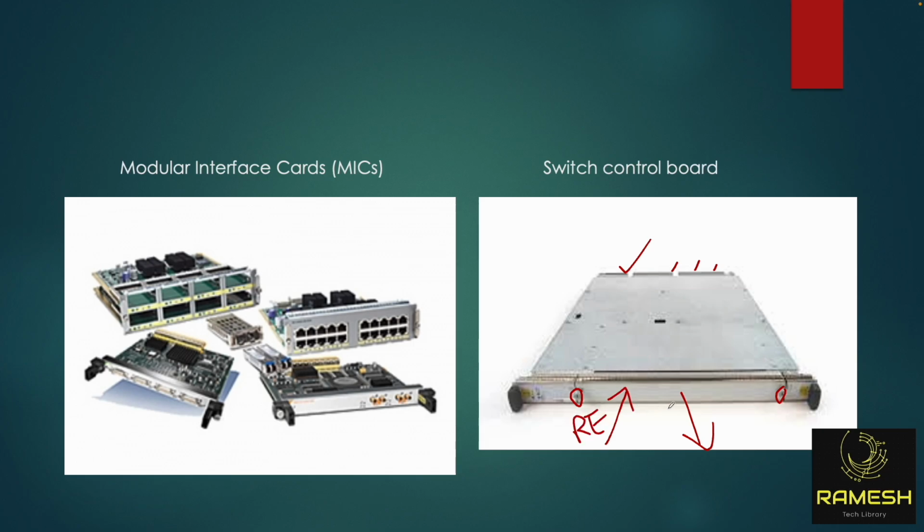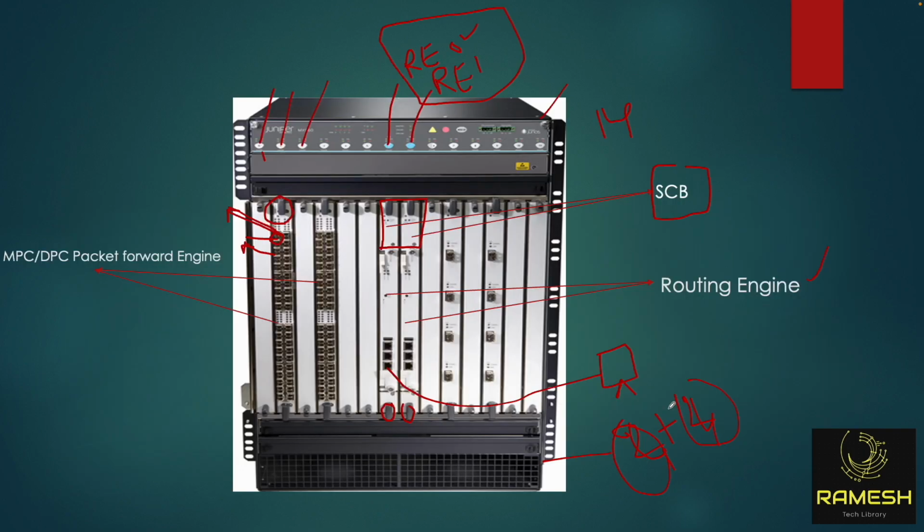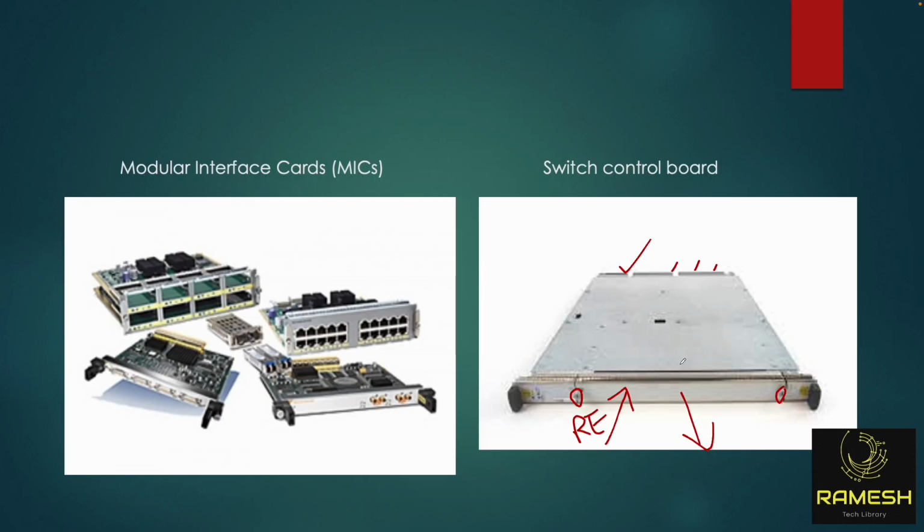There are two components here. First you need to install the switch control board. The switch control board houses the routing engine. So you need to install the switch control board, the SCB, first. Then you need to install the routing engine. The routing engine should look like this. You have to install this kind of routing engine here, and you have to install the entire SCB in the chassis.